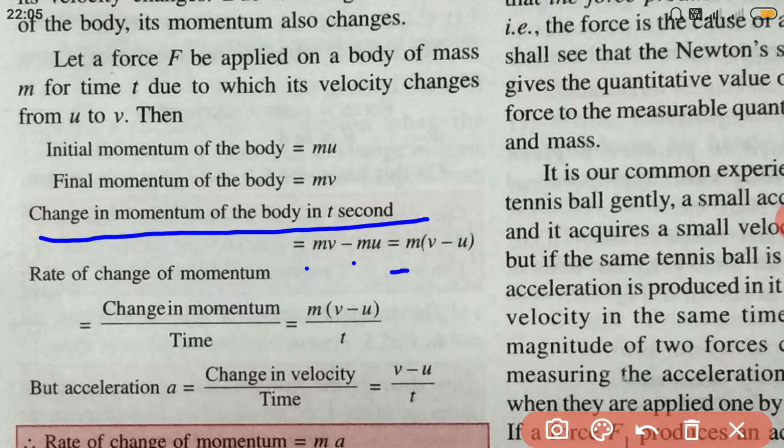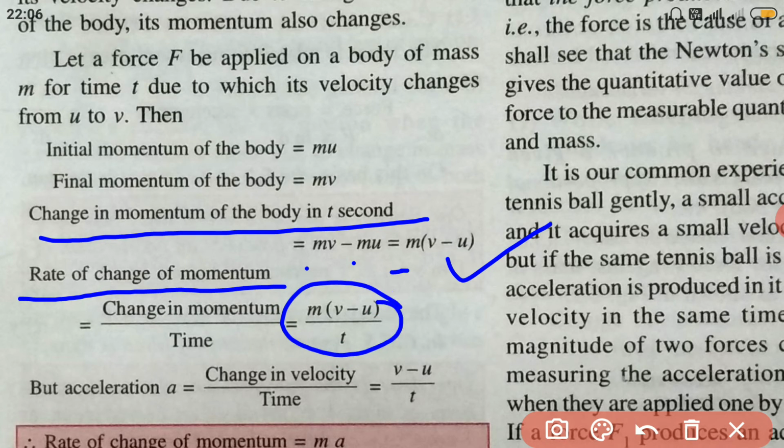So what we have till here is just the change in momentum. Now the rate of change of momentum will be equal to change in momentum by time, like rate of change of displacement was displacement by time, and the rate of change of velocity was velocity by time. Similarly, the rate of change of momentum will be change in momentum upon time. So the formula will be m(v minus u) upon t.